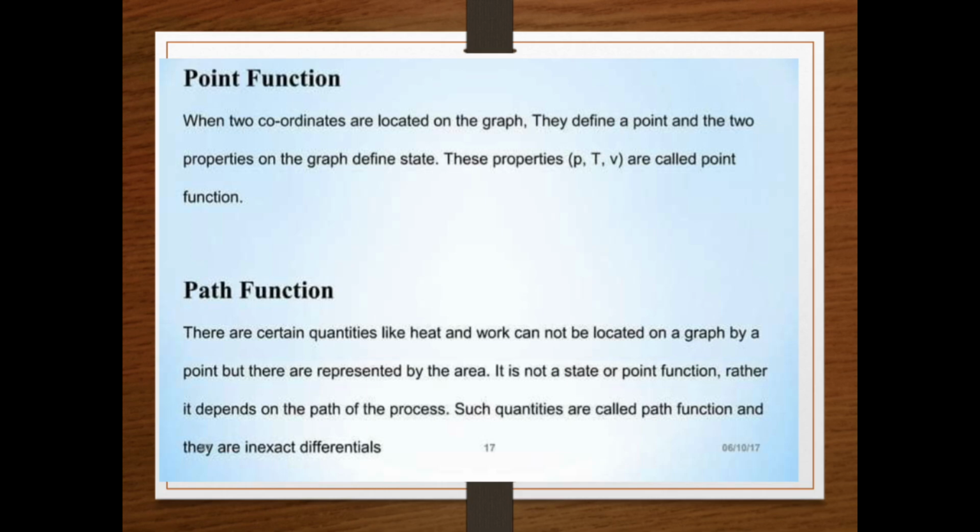Path function. There are certain quantities like heat and work that cannot be located on the graph by a point, but they are represented by the area. It is not a state or point function. Rather, it depends on the path of the process. Such quantities are called path functions.